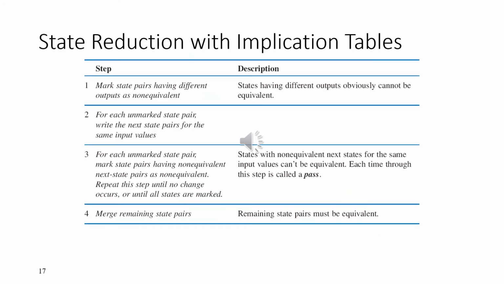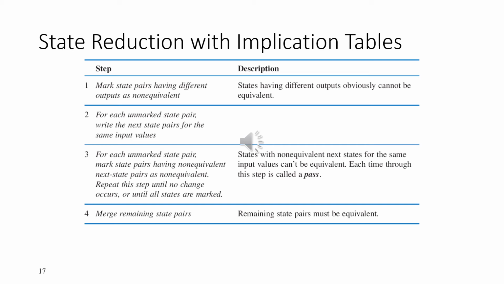So these are the steps for reducing the implication table. The first step is to mark state pairs having different outputs as non-equivalent. Across all the state pairs which have different outputs, they cannot be equivalent in any case. States having different outputs are obviously not equivalent.